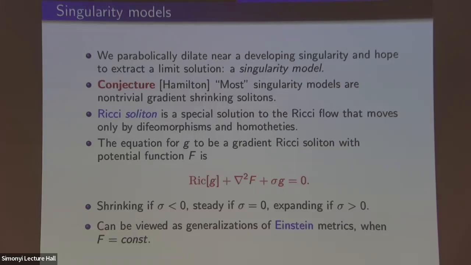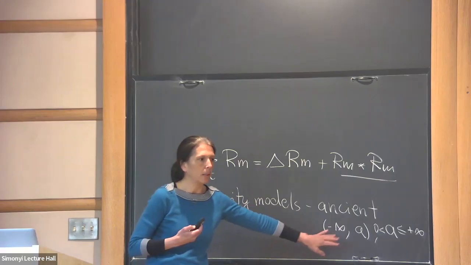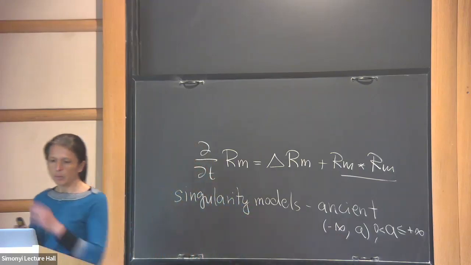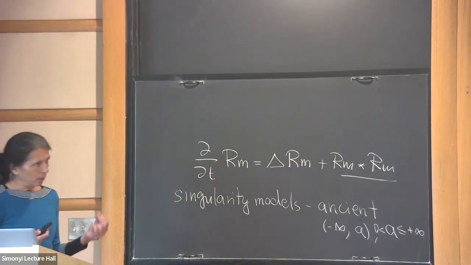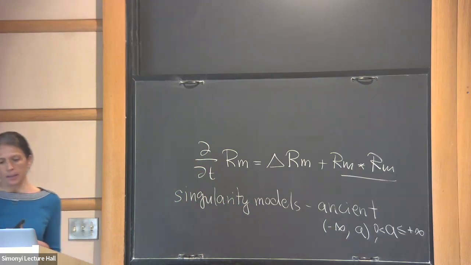For us, these shrinking solitons will be important because shrinking solitons are the examples of those ancient solutions. They exist from negative infinity up to some finite time. And they are expected to mostly model the singularities in the Ricci flow.